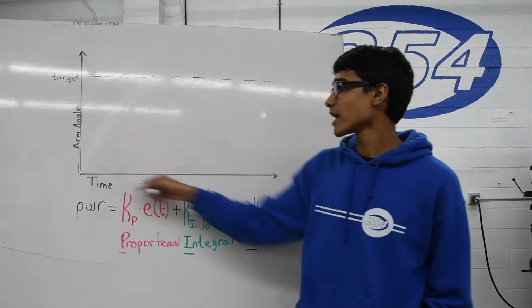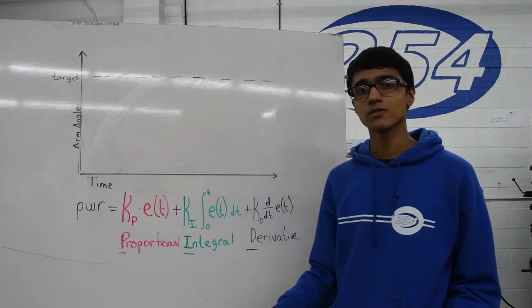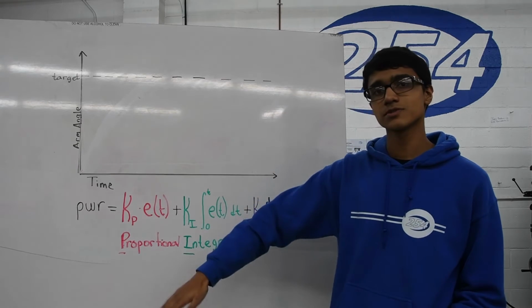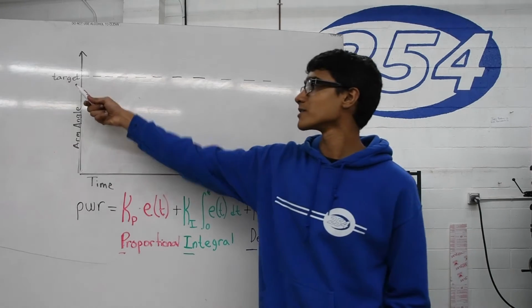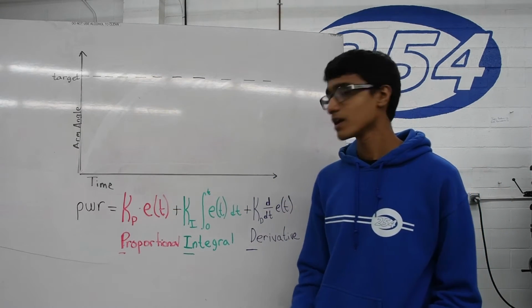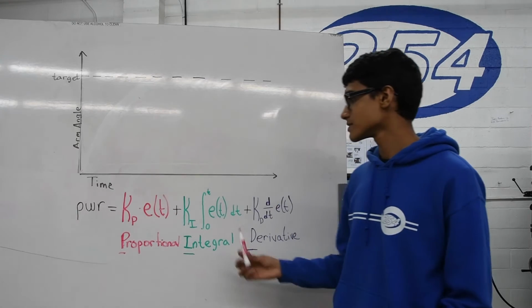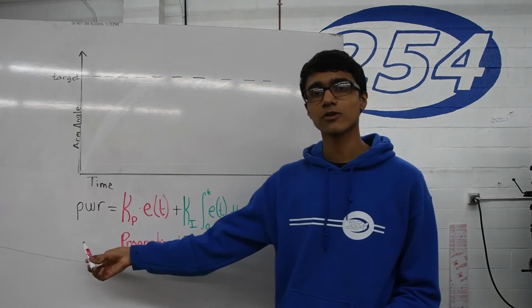We have two axes, arm angle and time. Arm angle in this situation is just the position of the arm as it goes up and down. And target is where we want the arm to end up in the end. PID is a set of functions that contribute to a final motor power.